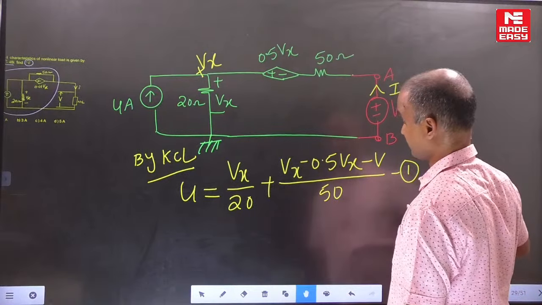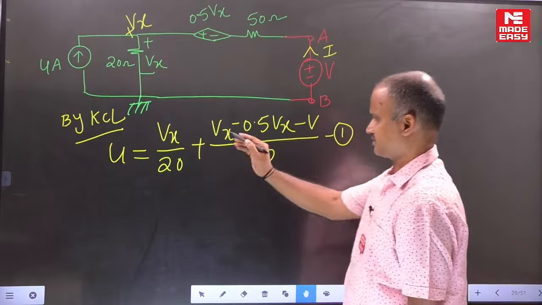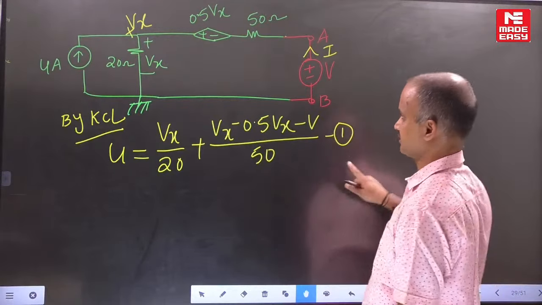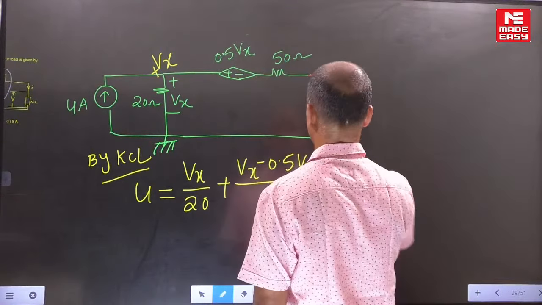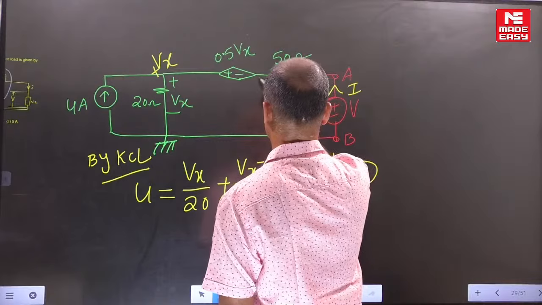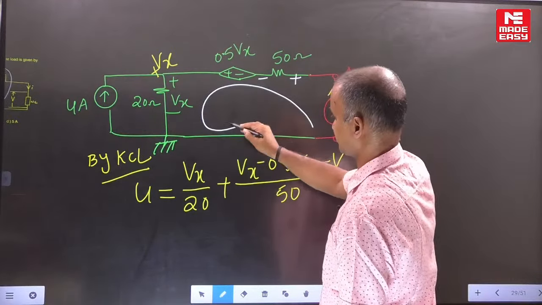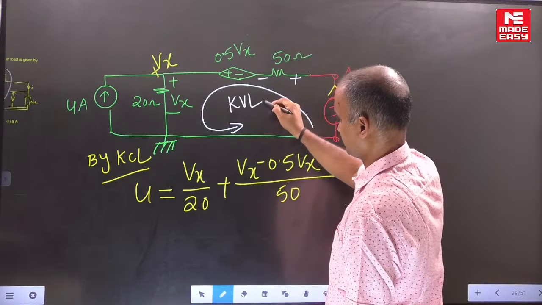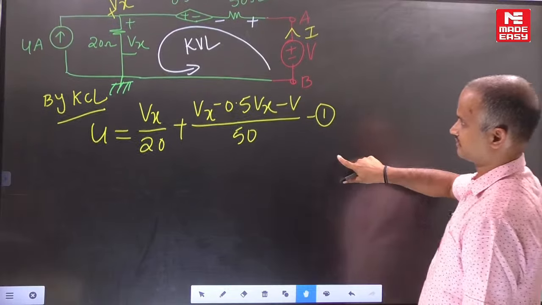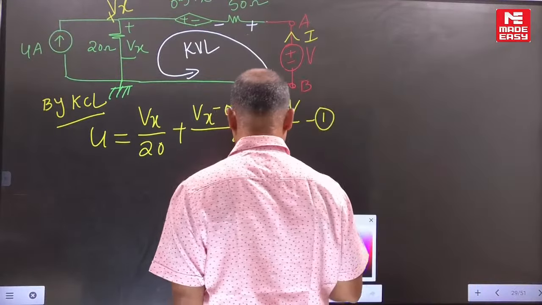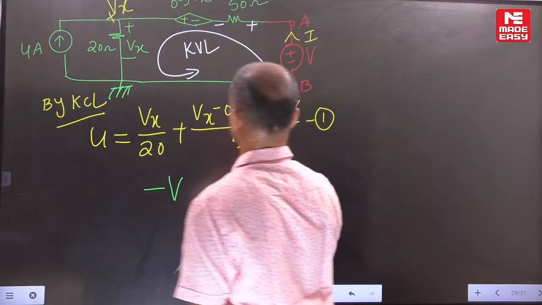But what is the requirement? We need the V equation in terms of I. But what is the additional term present here? Vx. Now for that, can you write one more equation? Wherever the current is entering, there is a positive and the other one is a negative. Can you write the KVL equation for this one? If you write the KVL equation for that one, now lower potential to higher potential is a voltage rise.